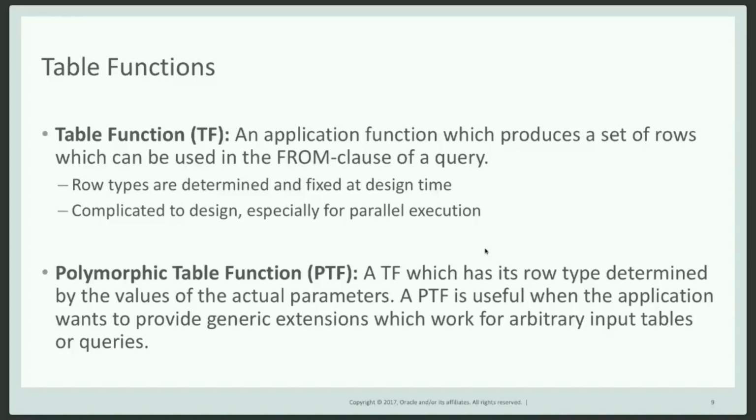So the row type itself can actually be determined by the types of parameters that you push into the polymorphic table function. So this is really useful if you've got applications where you've got sort of generic extensions. You're not really sure what type of table you want to input, or there are lots of different types of tables, but you want to apply a common logic to those input tables, and we'll look at something in a minute. Polymorphic tables will give you a much simpler framework for embedding that business logic inside a table object.